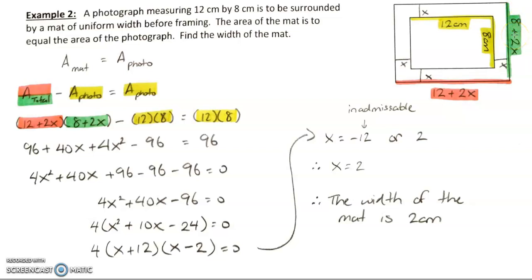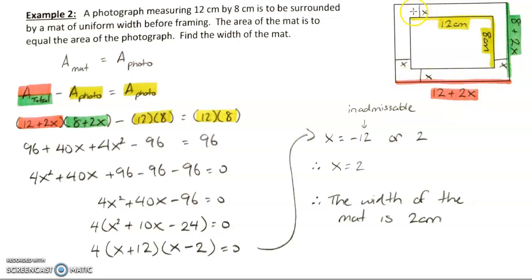Now, what do I do with all that information? I'm still trying to decode this word problem to create an equation. The area of the mat is to equal the area of the photograph. That sentence right there is my equation. The area of the mat is to equal the area of the photo. Okay, now we know the area of the photo, which is the yellow, it is 12 by 8. But the area of the mat represents just this, I can call it a frame, I guess, portion.